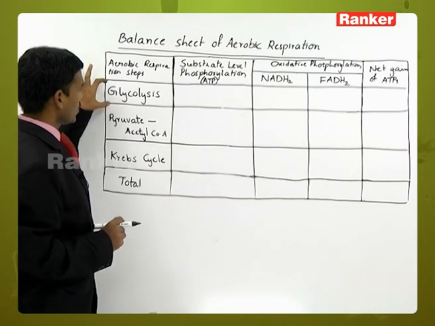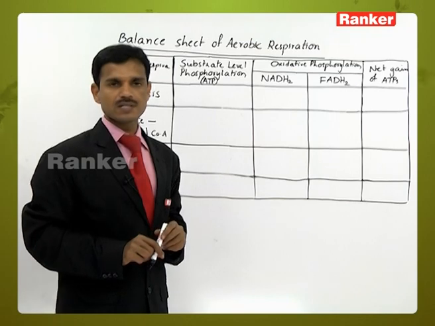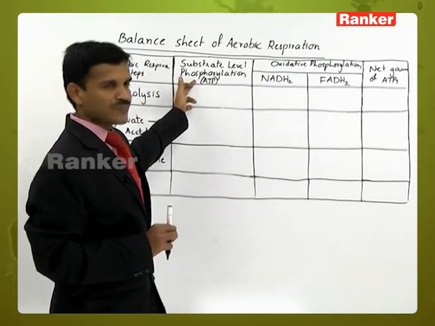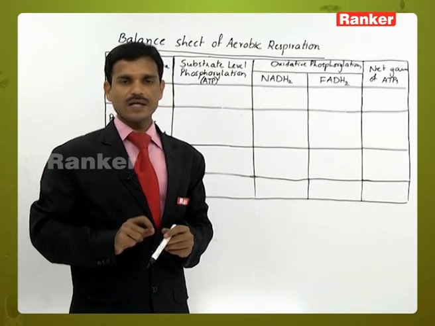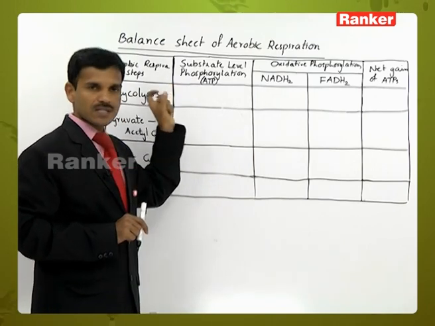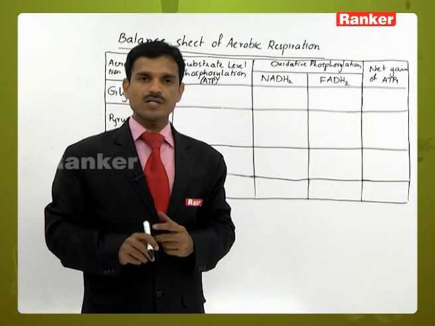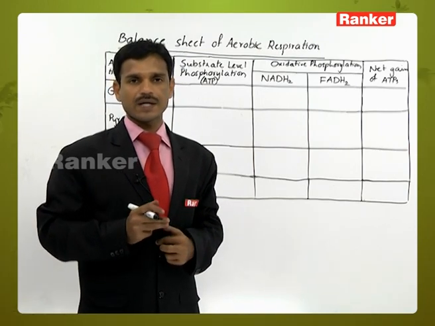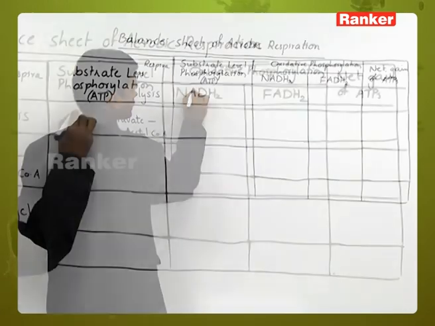In aerobic respiration, the first step is glycolysis. In glycolysis, ATPs are produced by substrate level phosphorylation. What is substrate level phosphorylation? It is a direct phosphorylation, where ATPs are synthesized directly. In glycolysis, a total of 4 ATPs are synthesized directly. So the 4 ATPs are produced.